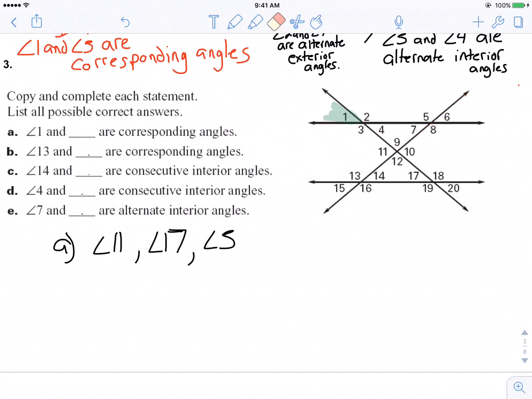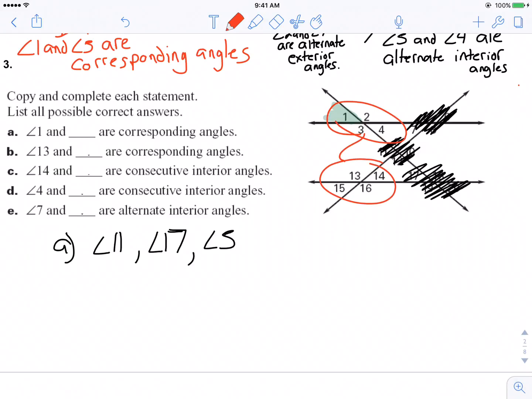Now let me clear everything out and let's see if there's anything else that we can do. We've already covered this section, so we're not going to use that one again. We've done one from here and we've done one from here. Is there a corresponding angle down in the group 13, 14, 15, 16? Well, no, there's not, because we don't have a transversal that takes us from the top group to the bottom group. See, there's not a single line that goes down and continues straight to get you down to that group. So there is no corresponding angle from this group down to this group because there's no transversal that carries us.